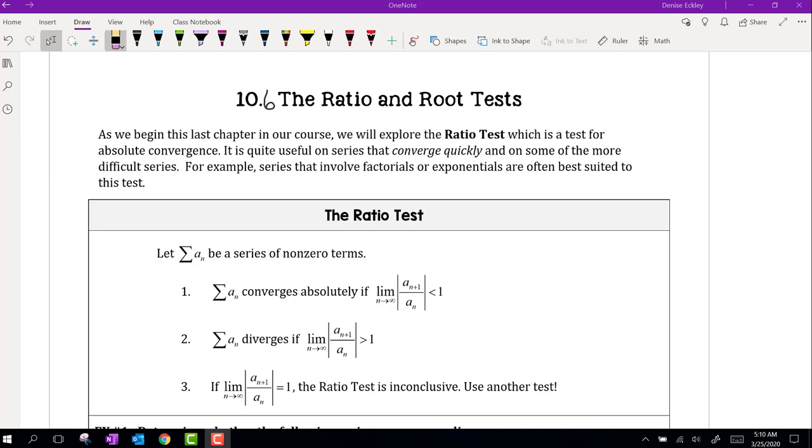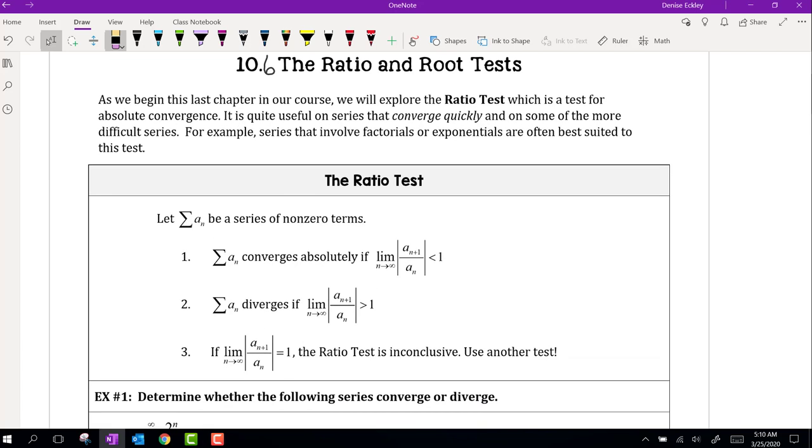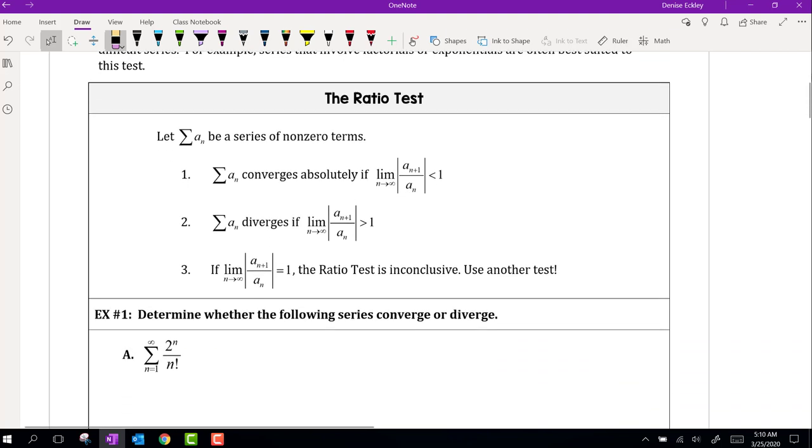This is part 1 of lesson 10.6, the ratio and root tests, and these are our last two convergence tests for our infinite series. These two tests are great because they are very straightforward, there's no gray area, and they're for series that are sometimes hard to look at because they can be quite complicated. But these make them seem like the easiest ones to find the convergence of. So let's start with the ratio test.